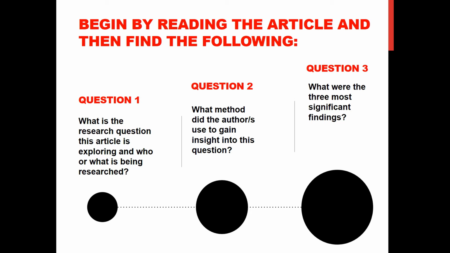The final question is, what were the three most significant findings? Now, some of your articles will address and have many findings. So what you want to do is consider this is only a two-page double-spaced summary, so you're not going to be able to talk about 7 different things. So you want to consider what were the three most prominent or significant findings within this research article.